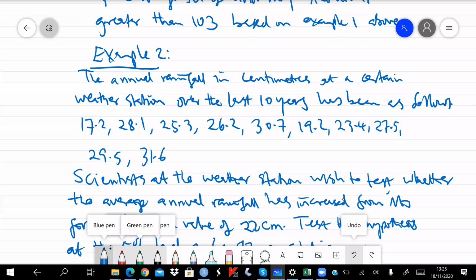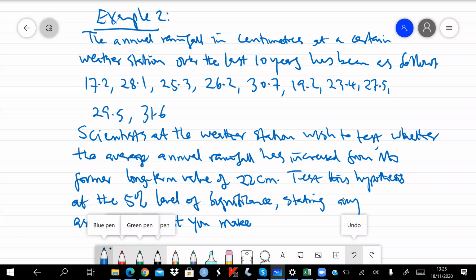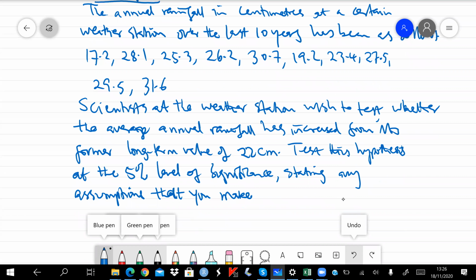Then example number 2 is here. The annual rainfall in centimeters at a certain weather station over the last 10 years has been as follows. So the data is given there. Then scientists at the weather station wish to test whether the average annual rainfall has increased from its former long-term value of 22 centimeters. Test this hypothesis at the 5% level of significance, stating any assumptions that you make. So let's solve this example.